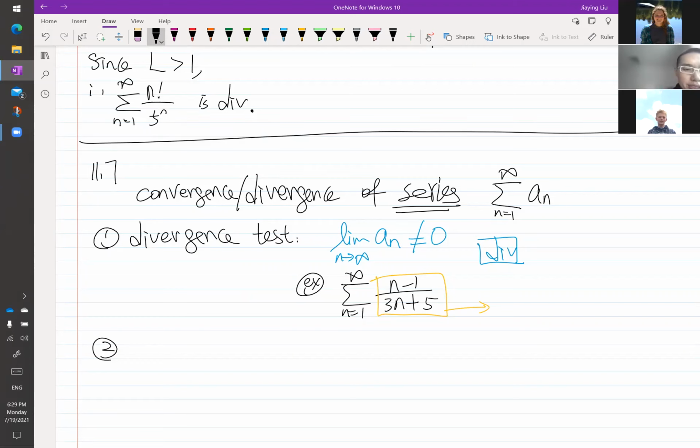Number 2 is the p-series. If you want to use the p-series test, you have to have a_n be 1 over n to the p, or some constant divided by n to the p. Or somehow you can write it so it looks like 1 over n to the p. From here, if p is greater than 1, that will be convergent. If p is less than 1, that will be divergent.